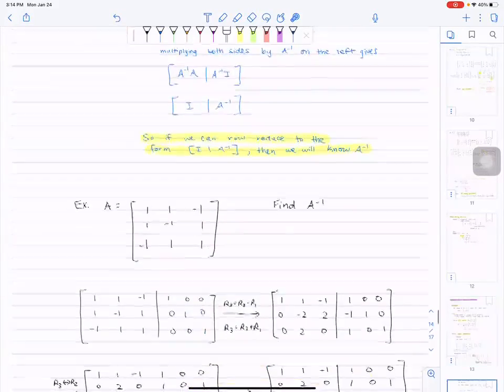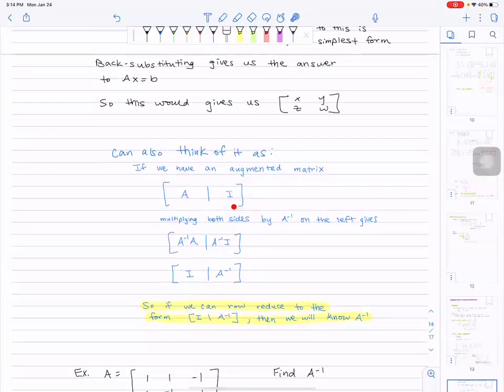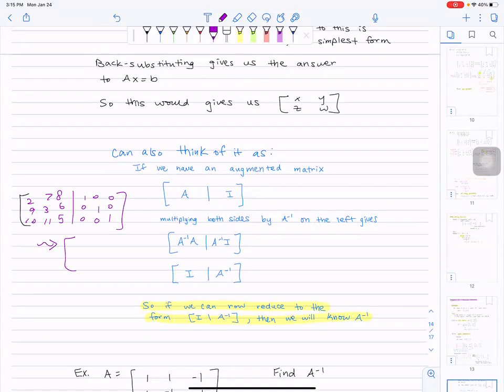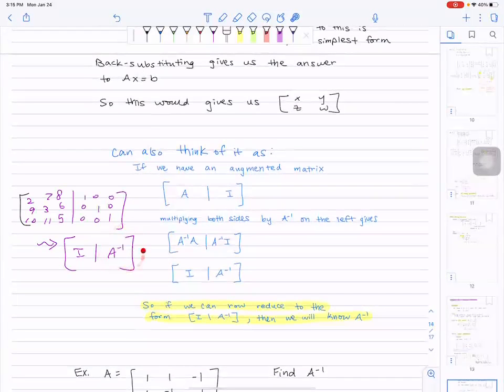inverse? So what you want to do is write a big augmented matrix with A on the left and the identity on the right. So like if your matrix A was like 2, 3, 5, 6, 7, 8, 9, 10, 11, then you'd have a 3 by 3 identity on the right side. Row reduce it so that eventually you get the identity on the left side, and whatever is left on the right, that will give you what your inverse is. So this is how you find the inverse of a larger size matrix.